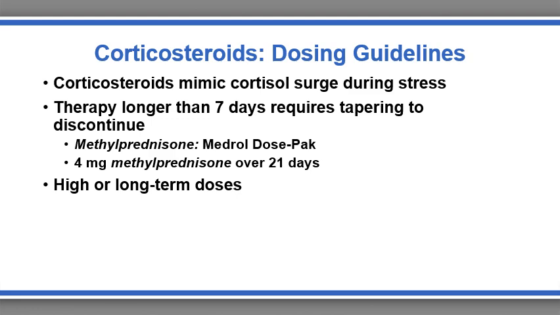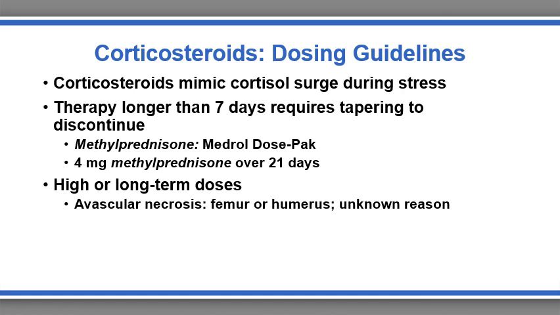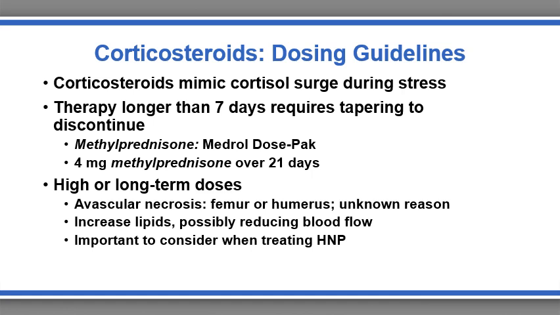With higher long-term doses, there are some other things to be aware of. Avascular necrosis of the femur or humerus can occur, and we're not really sure why. It can possibly increase lipid levels, which could reduce blood flow. There is the belief that decreased blood flow to the area could be part of the reason for the avascular necrosis. This is important to consider when treating certain conditions. Make sure you're considering that in your patient education, because in some conditions you want to monitor the dosage and how long they're on something.